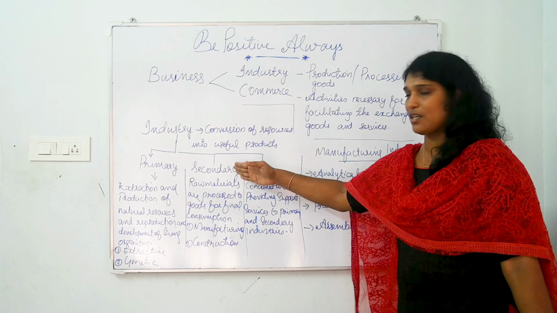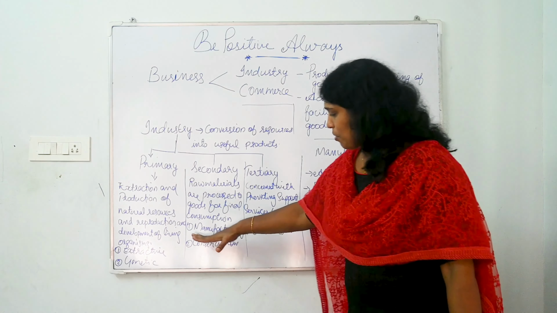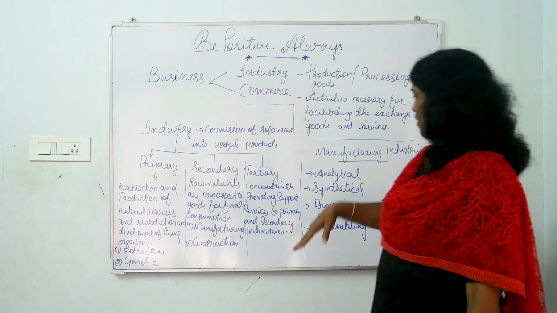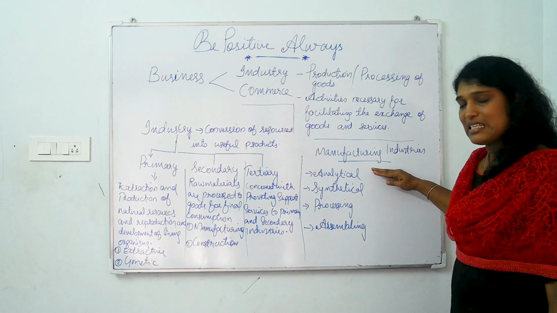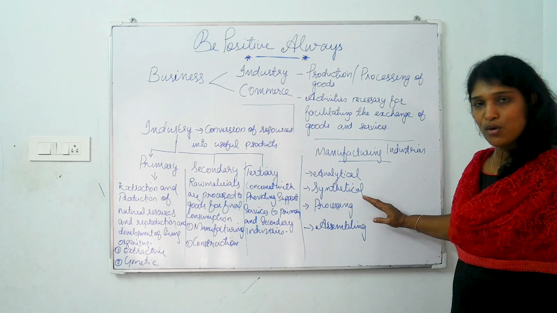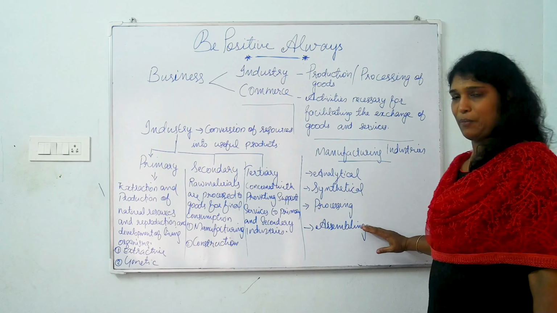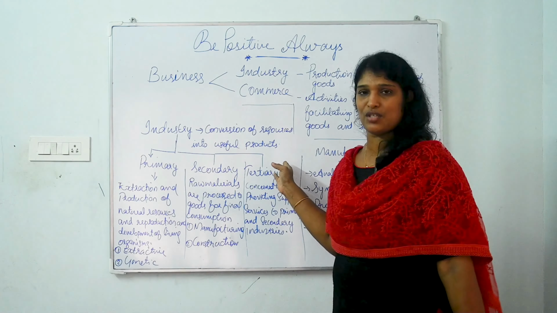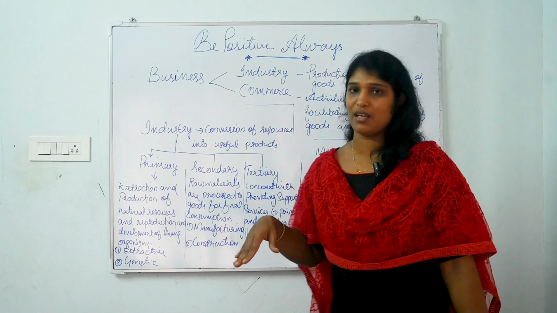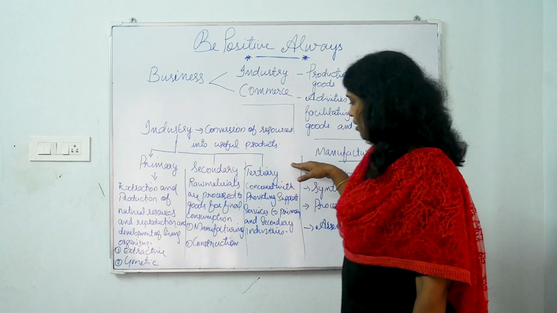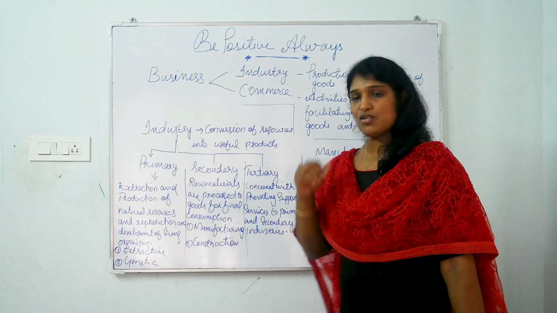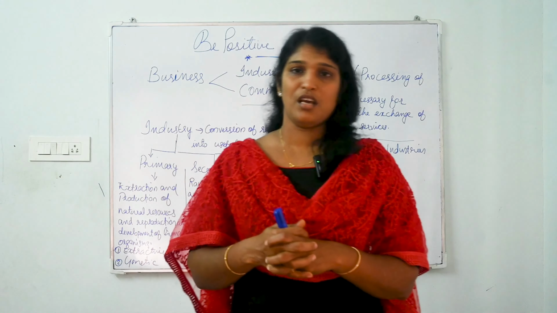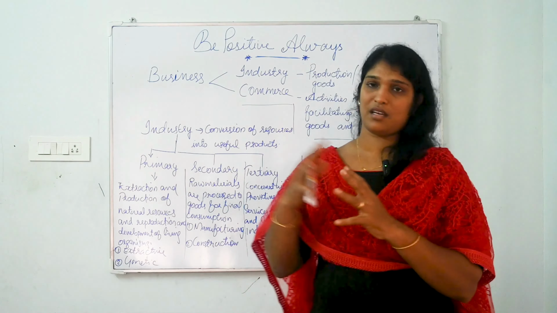Okay, so secondary industry is classified into two: manufacturing and constructive industry. Manufacturing industry is further classified into analytical, synthetical, processing and assembling industry. As we are moving to the next one, the third categorization is tertiary industry. Tertiary industry is concerned with various supporting services for the primary and secondary industry.